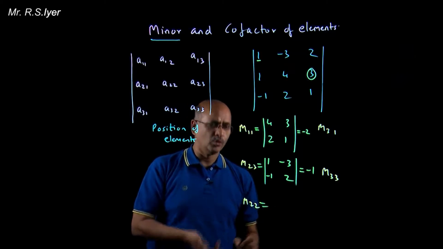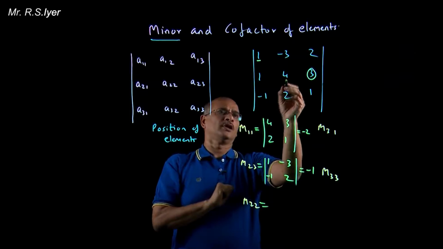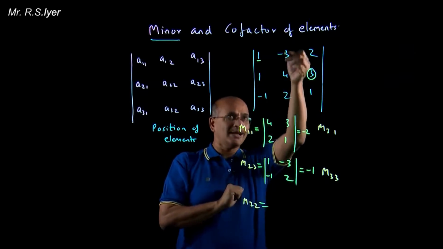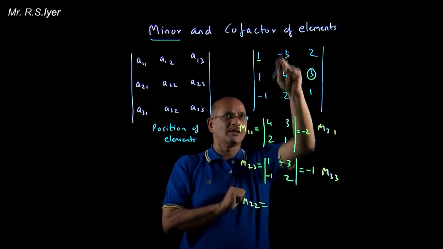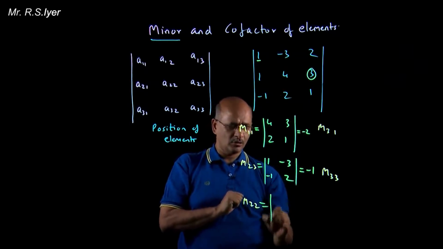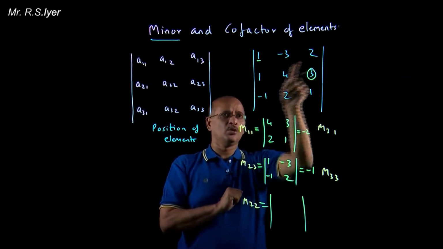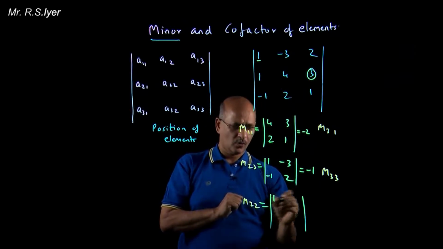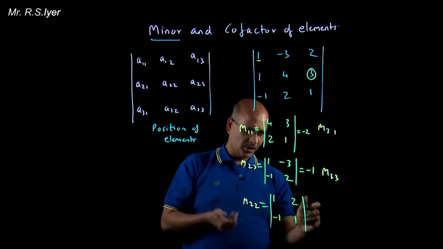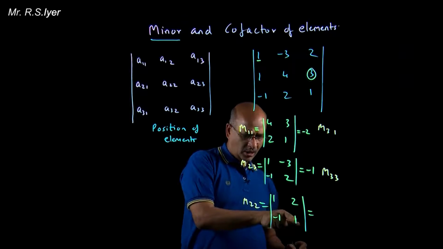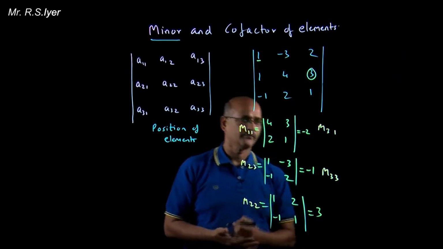Let us take 2, 2. Now 2, 2, where is the element here? 2, 2 is over here, right? So leave the second row and second column because 4 is the 2, 2 element. So what is left out now? Try to understand this. Second row and second column: 1, 2, minus 1, 1. Open up, same thing what you did before, that is AD minus BC. So 1 minus of minus 2 is 3.